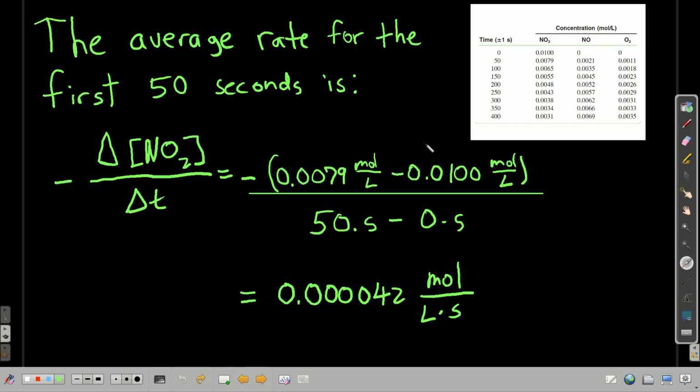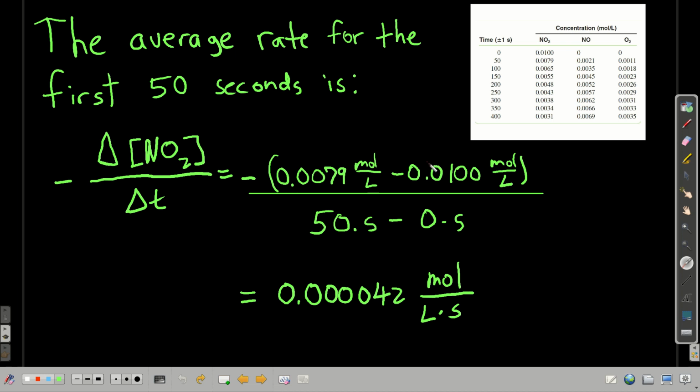For example, for the first 50 seconds, the average rate is going to be the concentration of nitrogen dioxide at 50 seconds minus the concentration at 0 seconds over the difference in time, which is 50 seconds minus 0 seconds. So if we put the numbers from the chart in here, plug them in, we actually get a negative number. And that's because the nitrogen dioxide is disappearing, so its change in concentration is negative.